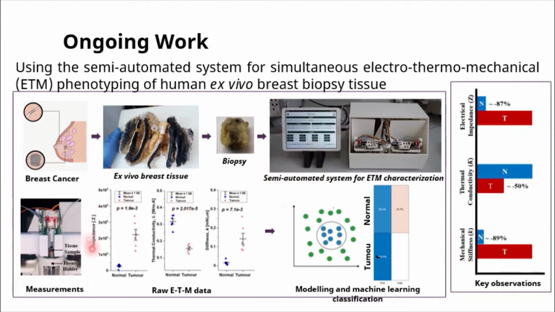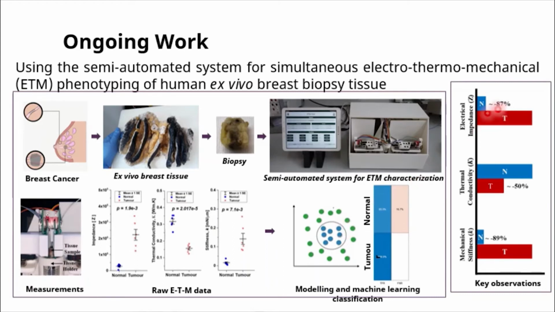The results obtained from the phenotyping studies, namely the impedance, the thermal conductivity of the sample, and the mechanical stiffness of the sample, were also entered as inputs to a training and classification model, specifically a support vector machine classifier, to classify tumors and normal samples as and when the samples are tested.